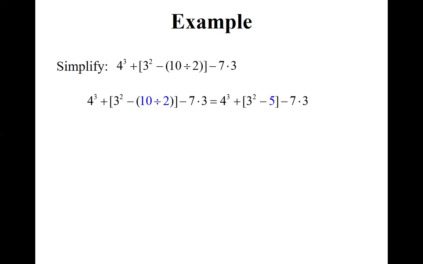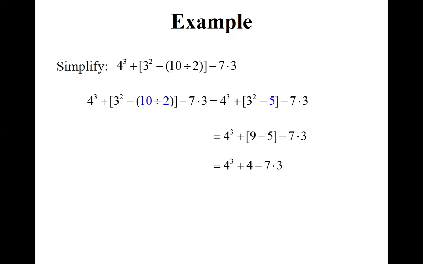Looking at what we have now, we have one set of grouping symbols, the square brackets. Inside the square brackets, we have an exponent and we have subtraction. Order of operations would have us do the exponent first. 3 squared is 9. To finish off inside the square brackets now, 9 minus 5 is 4. I'm only doing one thing at a time and copying the rest down.